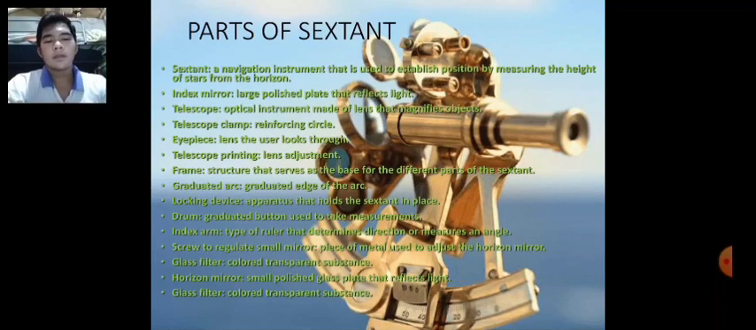And finally, sir, for my topic, which is the frame. The frame is the structure that serves as the base for the different parts of the sextant. So that would be all for my given topic, sir.